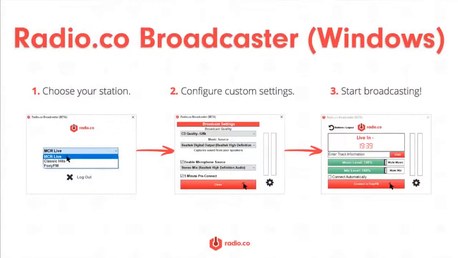And then our next feature to introduce is a really big one we've been working on, and it is a pretty handy tool. So I guess we might as well just go straight into it. It's the Radio.co broadcaster for Windows. It's really simple. The main ethos of Radio.co is to make things simple.